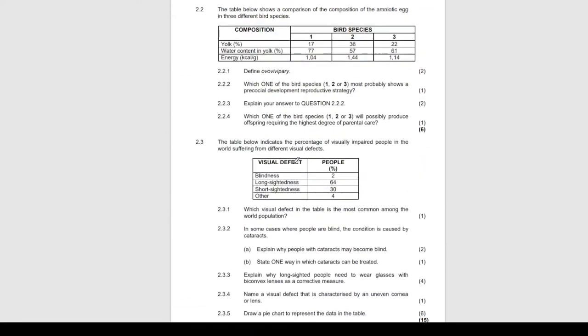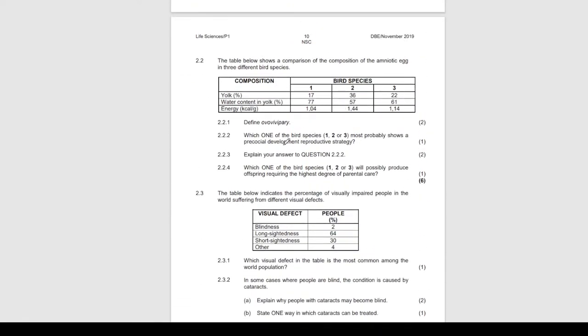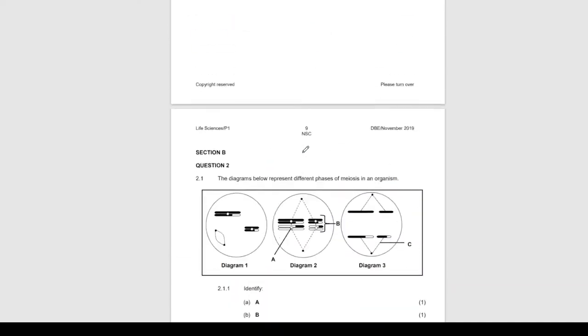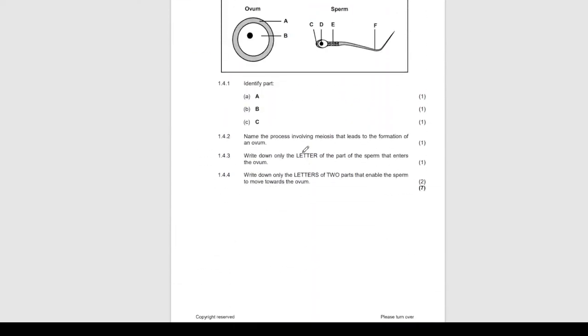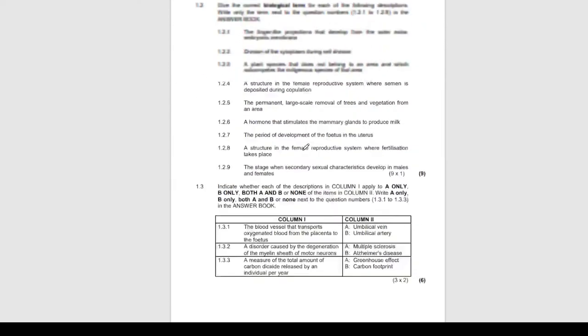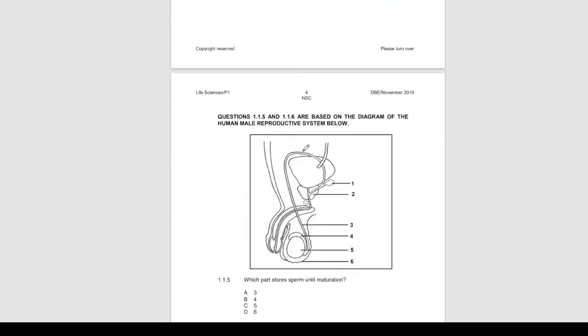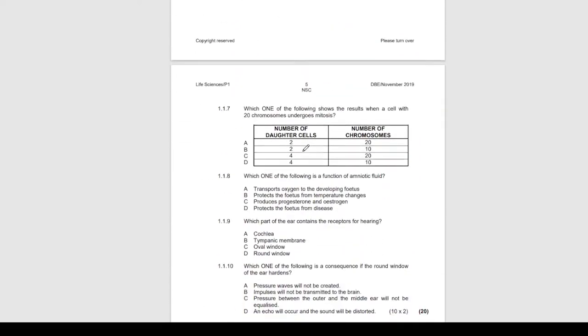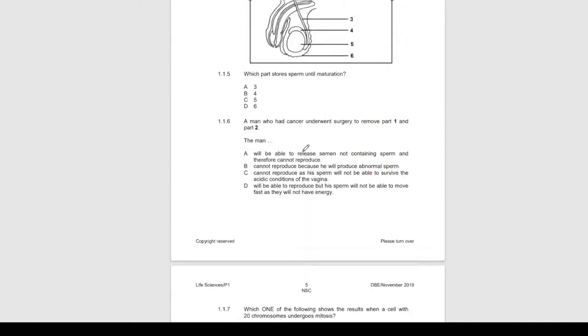Okay, I think they brought the question. Yeah, they brought it here. I'm seeing here: define oviparous. Yeah, such questions, please don't lose. I've seen a question here, this one. And also another question is for reproduction.